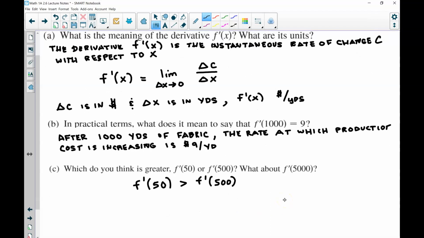Okay, and then what can we say about f prime of 5,000? Well, as production expands, the resulting large-scale operation might become inefficient, and there might be overtime costs. Thus, it is possible that the rate of increased costs will eventually start to rise. So it may happen that f prime of 5,000 could be greater than f prime of 500.